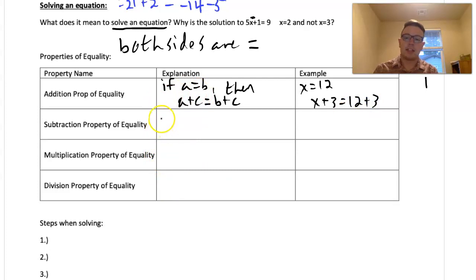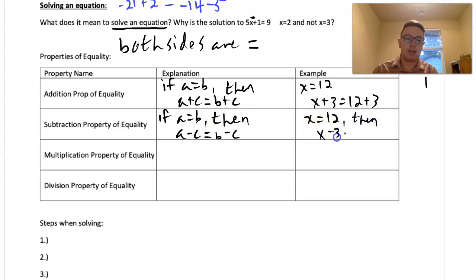Subtraction property says something similar. If we have two numbers that are the same, then we can subtract a number from both sides and it'll still be equal. So subtract the same thing from both sides, it'll still be equal. Again, if x was equal to 12, then subtracting 3 from x would be the same as subtracting 3 from 12.